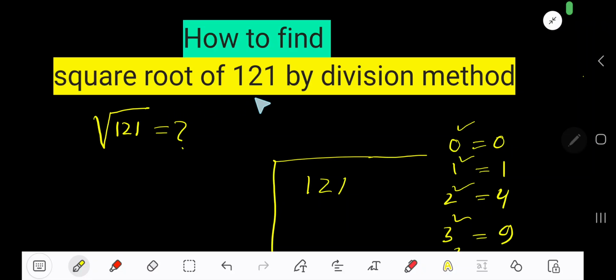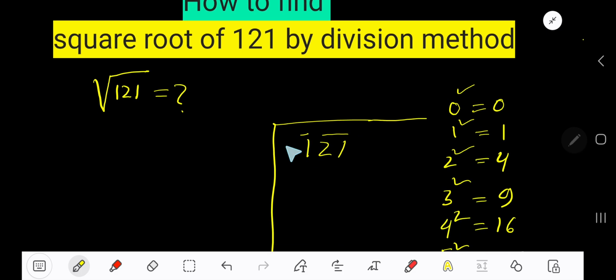Find the square root of 121 by the division method. Let me first make pairs from right-hand side to left-hand side. So one pair, this is the second, but this pair has just one digit. You can place a 0 here, but the 0 doesn't have any value, so you can place a bar just over one digit.